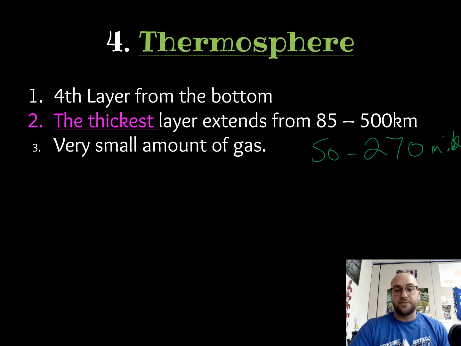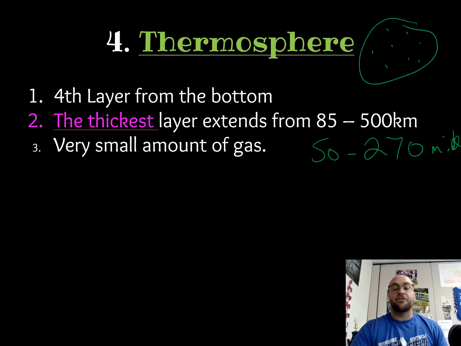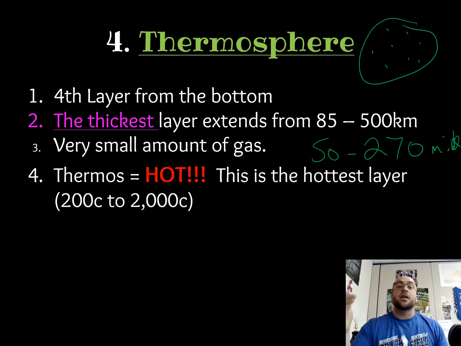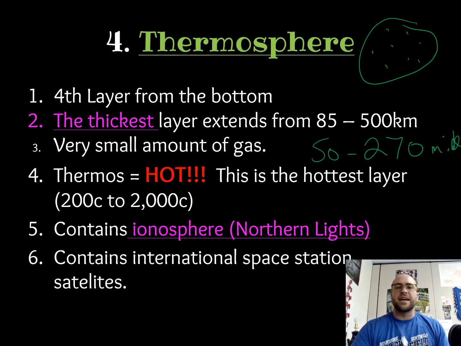There's a very small amount of gas. So if I was going to draw this density circle, in the troposphere it was really dense. In the thermosphere, there's not a lot of stuff packed into that area. It is the hottest layer. So think thermal energy, thermo meaning hot. It is going to be our warmest layer of the atmosphere. And it's going to contain this really cool thing called the ionosphere. That's like if you've ever seen the Northern Lights or the Aurora Borealis, you may have seen the ionosphere. And this is kind of where the International Space Station is, we're in outer space now. There's going to be some satellites in the thermosphere.